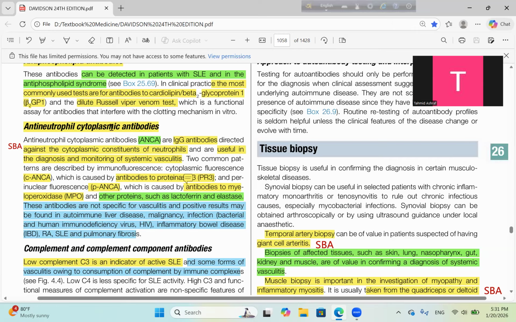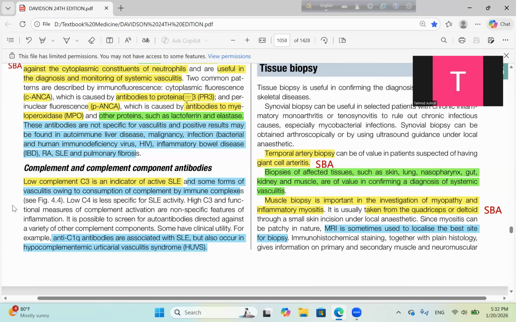Also in malignancy, ANCA may be positive. Also in infections like bacterial and HIV virus infections, ANCA may be positive. In IBD, inflammatory bowel disease, in rheumatoid arthritis, in SLE, and pulmonary fibrosis, ANCA may also be positive. So ANCA is not a 100% specific test for systemic vasculitis. There are some other conditions where ANCA may be found positive, but ANCA is typically found raised in systemic vasculitis. So we will have to remember this.